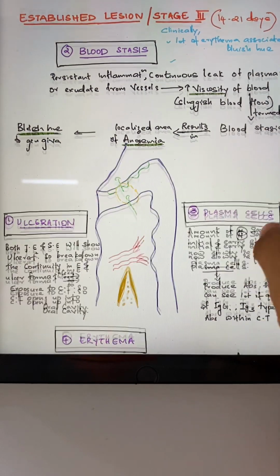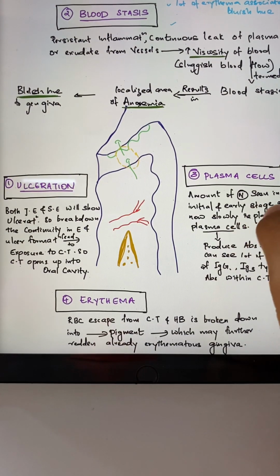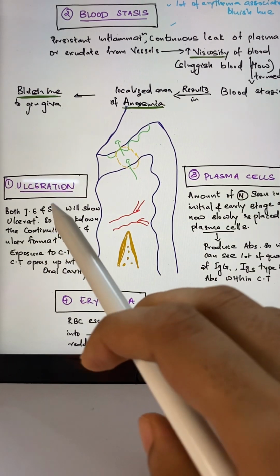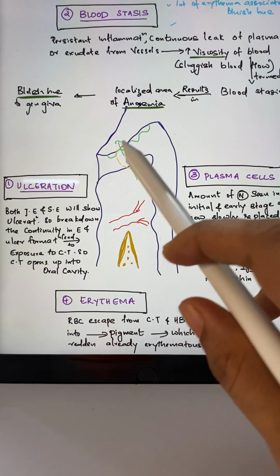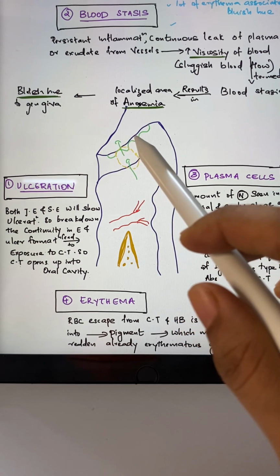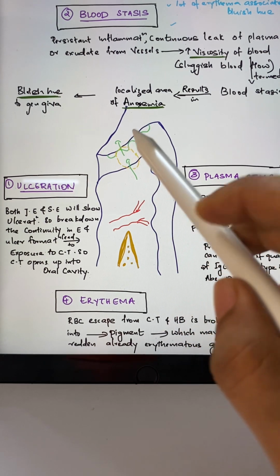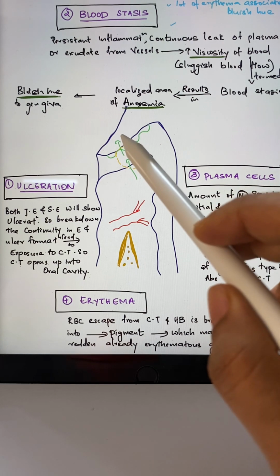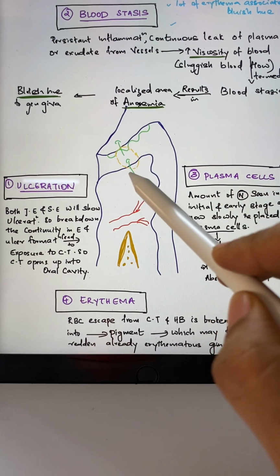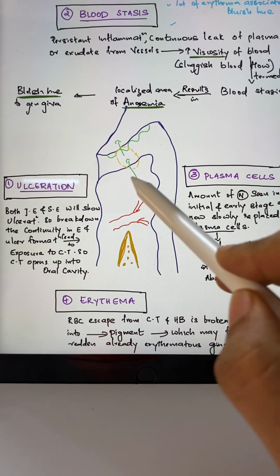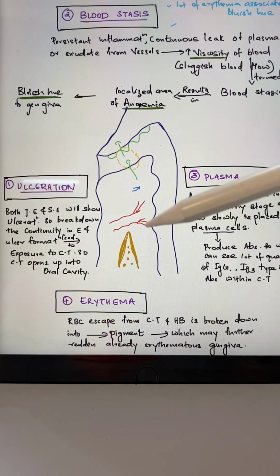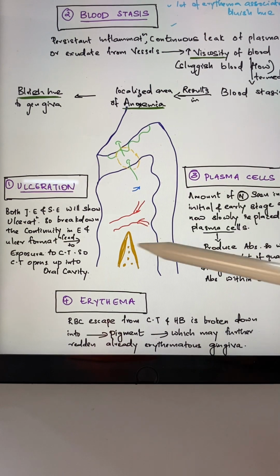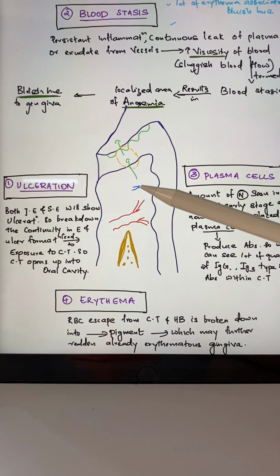In this stage we can see a few changes, like ulceration. Both the junctional epithelium and the sulcular epithelium will show ulceration. What happens is a breakdown of the continuity in the epithelium and ulcer formation that leads to the exposure of connective tissue. So connective tissue opens up into the oral cavity.